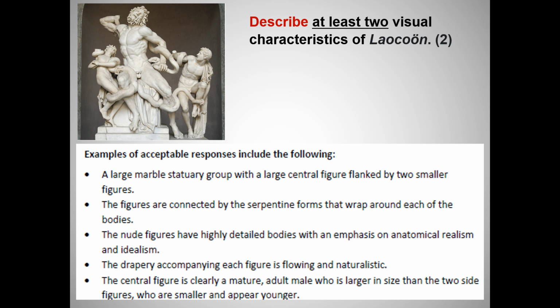So, here you see the scoring guidelines for the first part of the question. Note that you don't have to remember anything about this work to come up with these descriptions. You just have to use your eyes and, whenever possible, deploy your art history vocabulary. So pay special attention to the careful choice of adjectives in these scoring guidelines. Flanked, serpentine, that means snake-like, anatomically realistic, flowing, naturalistic. Try hard to use this kind of language, which is both precise and descriptive, when you write your essays.